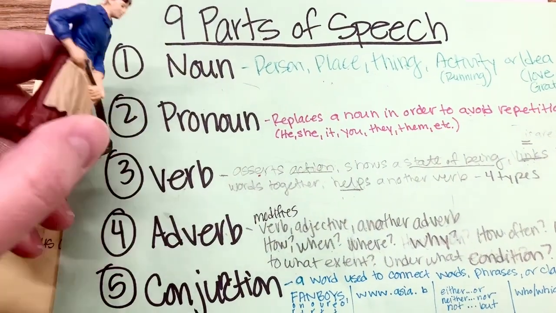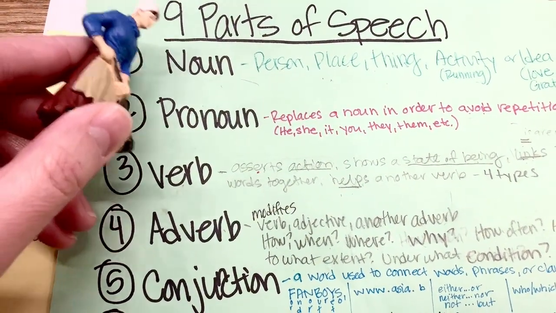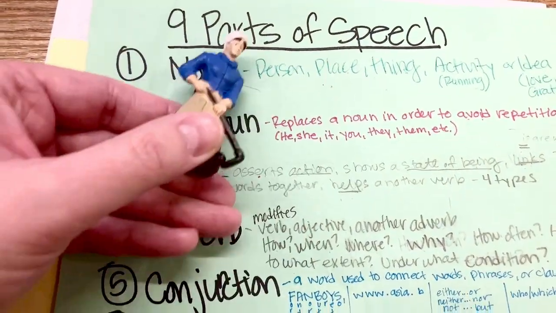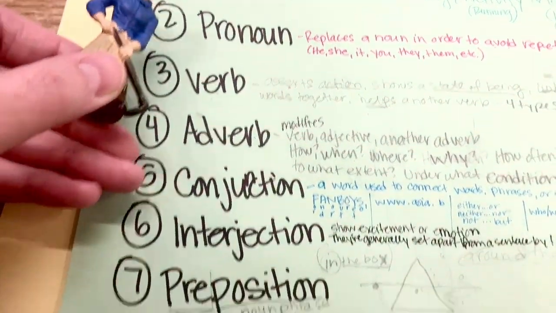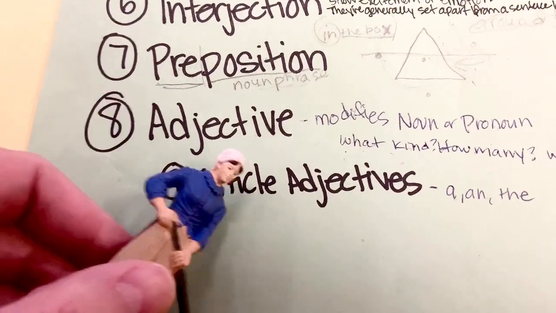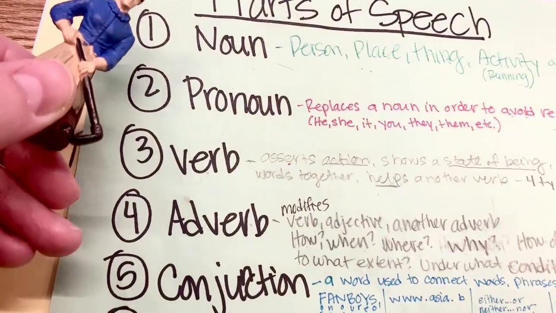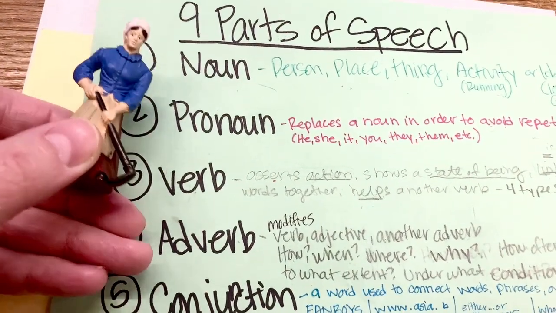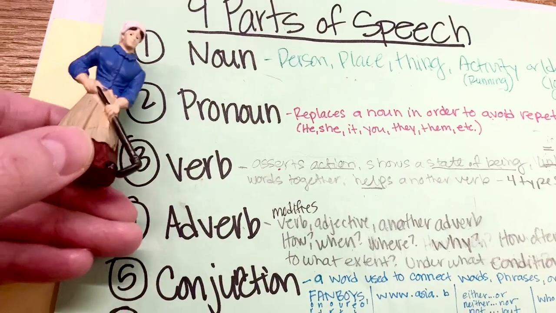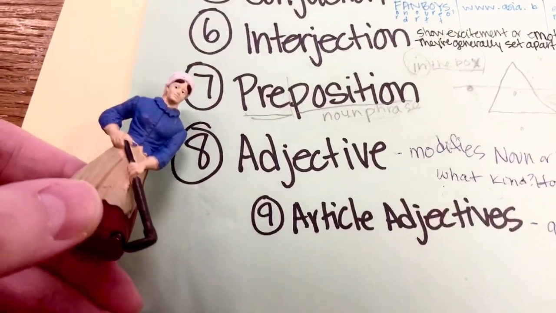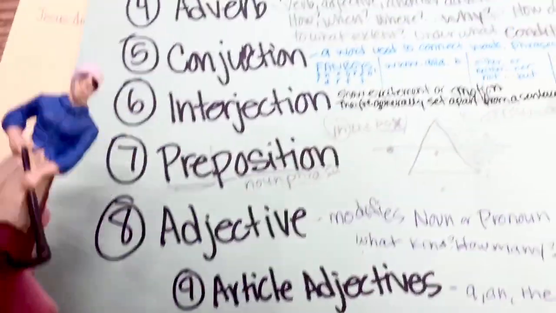Okay, I'm ready. Here we go. Ready? 9 parts of speech. 9 parts of speech. 9 parts of speech. 9 parts of speech. Noun, pronoun, verb, adverb, conjunction, interjection, preposition, adjective, and article adjectives. 9 parts of speech. 9 parts of speech. Yeah, 9 parts of speech. 9 parts of speech. Noun, pronoun, verb, adverb, conjunction, interjection, preposition, adjective, and article adjectives.